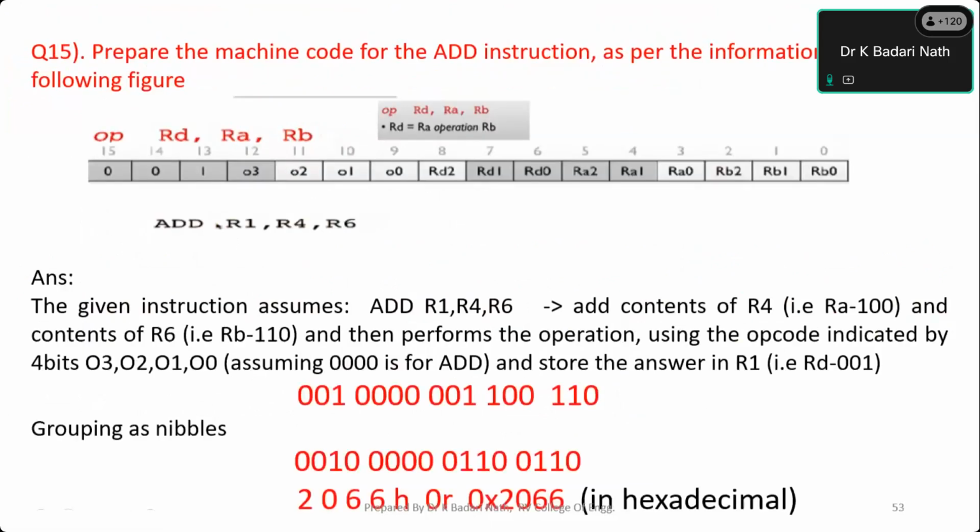Now, another question: prepare the machine code for the add instruction as per the information given in the following figure. What is the information they have given? They have given the format here. That means the instruction style is given here. What is the instruction style? Operation, the destination operand will be indicated first. Then one of the source operands is indicated, called A. Another source operand is indicated, B. So the answer is moved into the destination: RA plus RB.